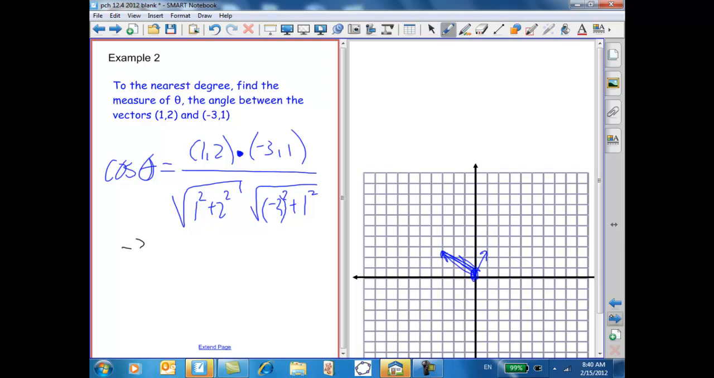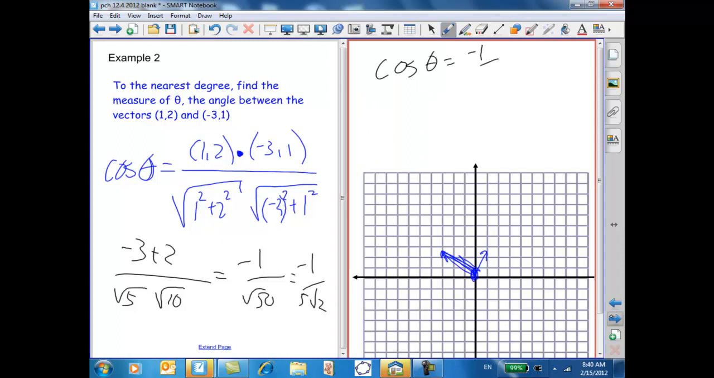So I get negative 3 plus 2 over the square root of 5 times the square root of 10, right? So that's negative 1 over the square root of 50, negative 1 over 5 root 2. So the cosine of theta equals negative 1 over 5 root 2. You want to do the inverse. Now that's a number pretty close to 1. Did we go past 90 or below 90? The cosine's negative. It's past. Must be a little past 90.